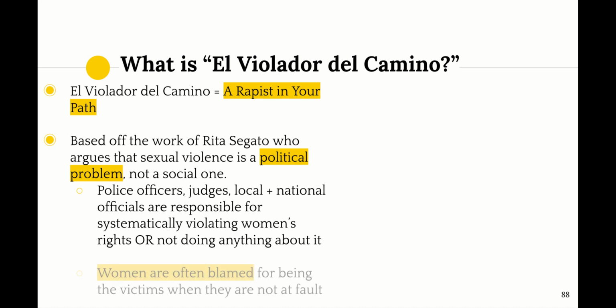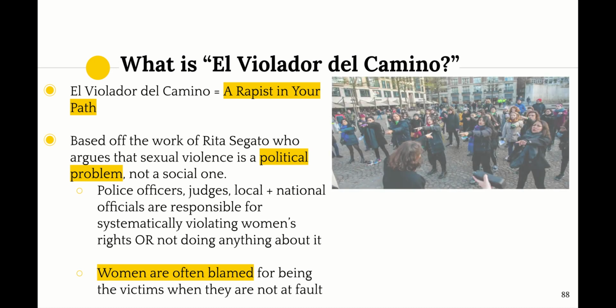When I say it's not a social problem, I mean it's not the fault of the women. Women are often blamed for being the victims when they are not at fault. And part of that song talks about how we can wear, we can dress, we can act how we want. It is not our fault. We are free to be who we are.